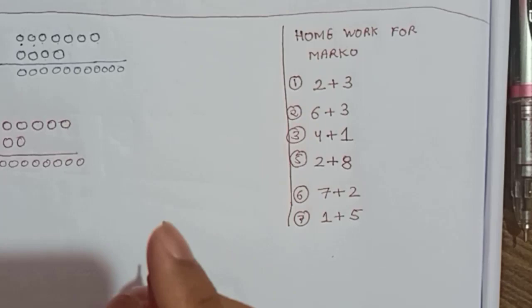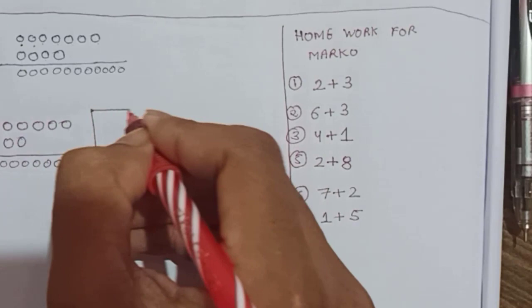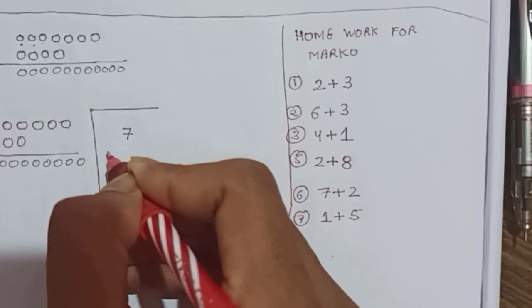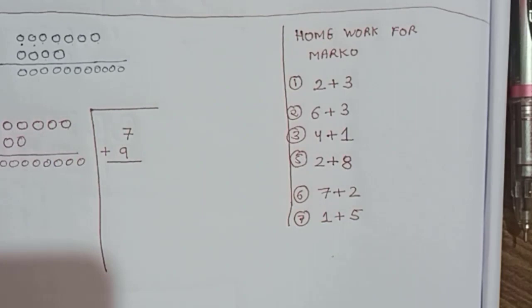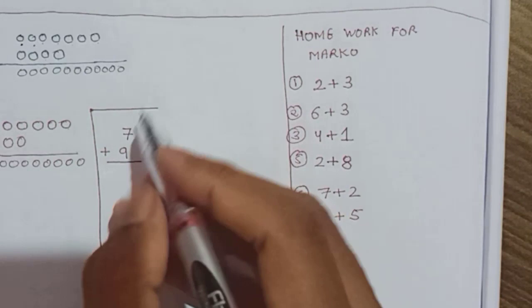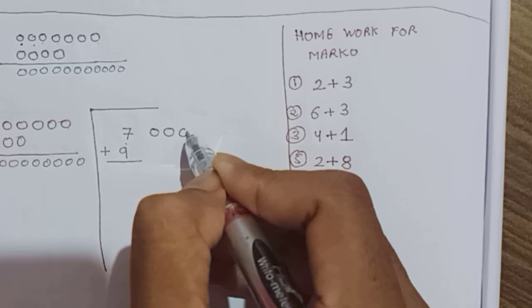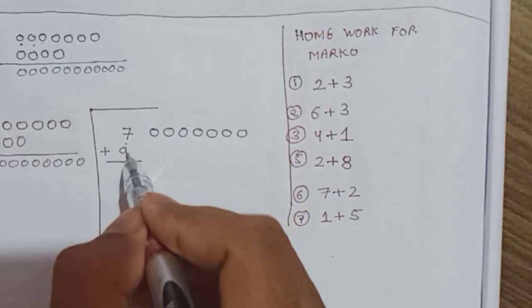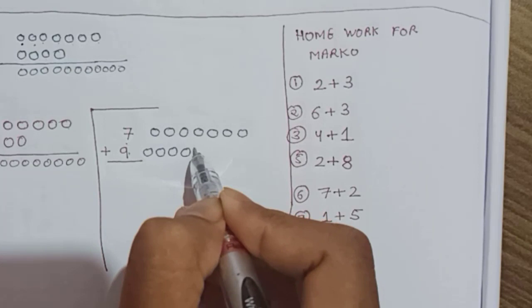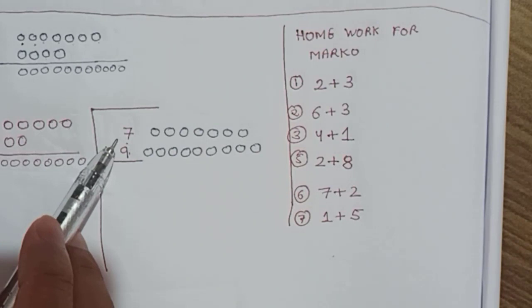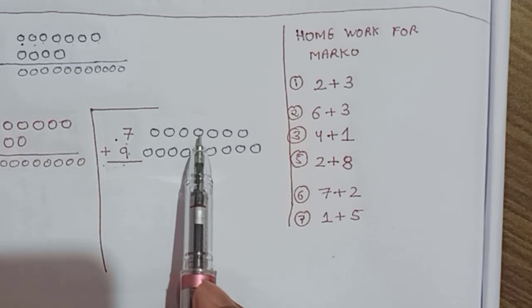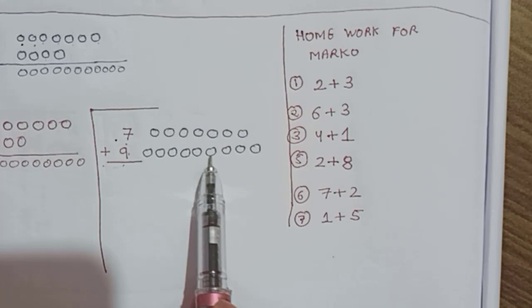Okay. Let's do one more. The question is 7 plus 9. How much is 7 plus 9, Marko? This is a very big number, but this is not hard. For the 7, you will make 7 apples. 1, 2, 3, 4, 5, 6, 7. For 9, you will make 9 apples. 1, 2, 3, 4, 5, 6, 7, 8, 9. Now, how much is 7 plus 9? 1, 2, 3, 4, 5, 6, 7, 8, 9, 10, 11, 12, 13, 14, 15, 16. 7 plus 9 is 16.